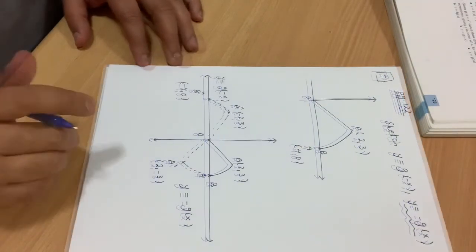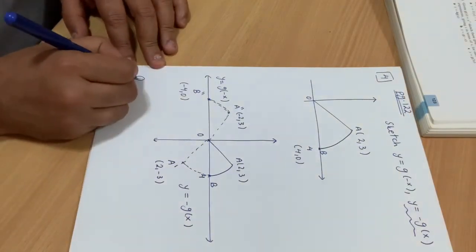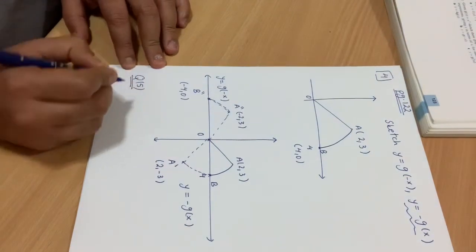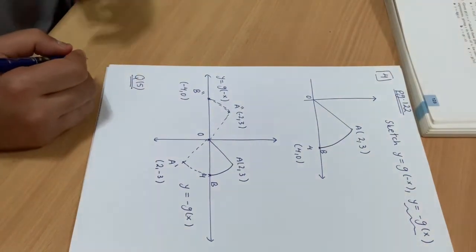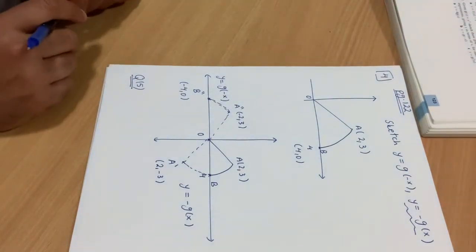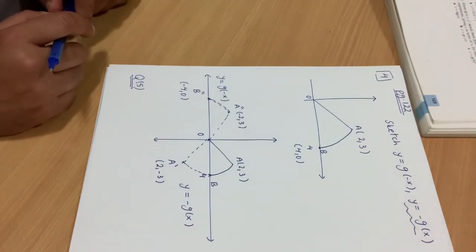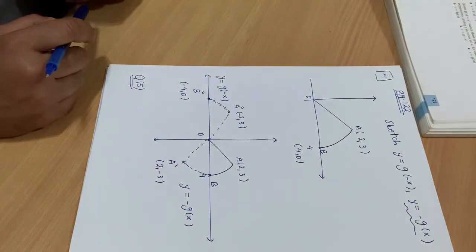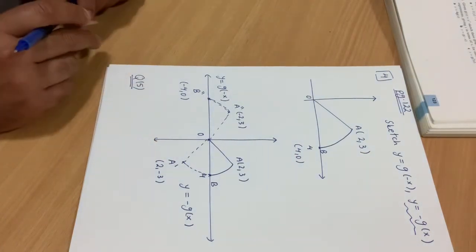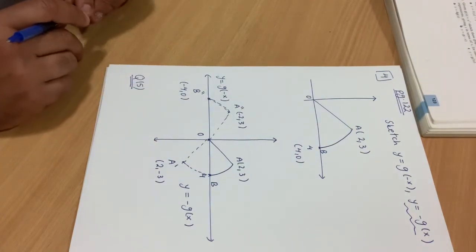Now we're going to try to do question number 5 on the same textbook by yourself. You have to apply the rules, but this question asks you to do reflection about the x-axis, translation, and stretch. So 2 times, you have both types of reflection, 1 type of translation and 1 type of stretch.